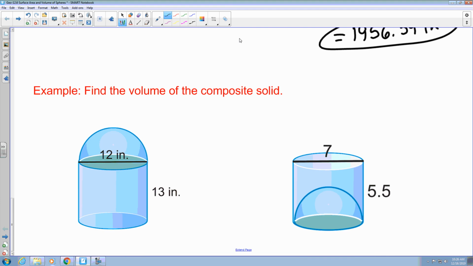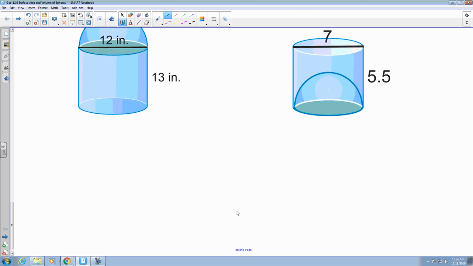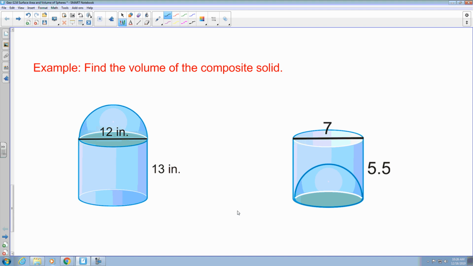So now here it says they want us to find the volume of the composite solid. Basically, if you look at the diagram on the left, it's a cylinder, and on top of it is half a sphere. If you look at the diagram on the right, we have a cylinder, but it looks like there is an opening on the bottom, which is half a sphere.